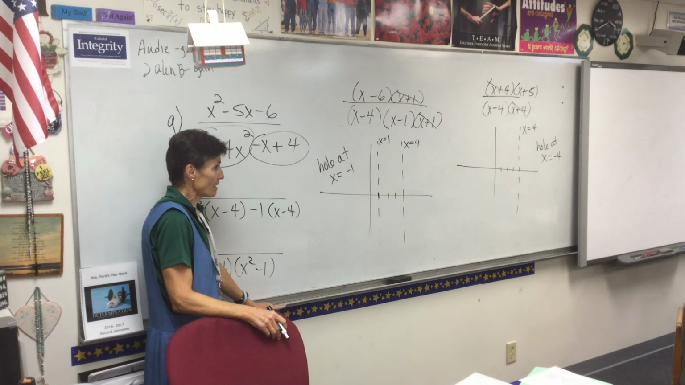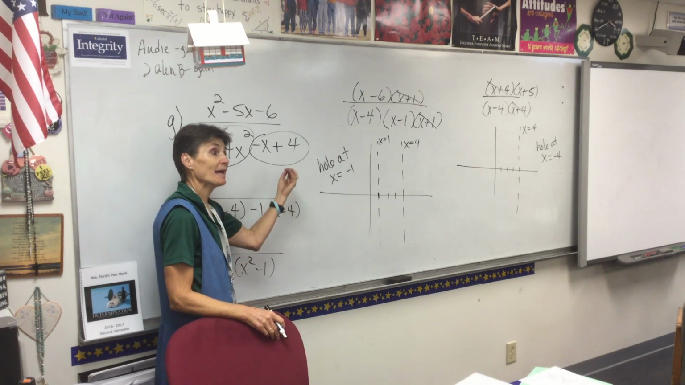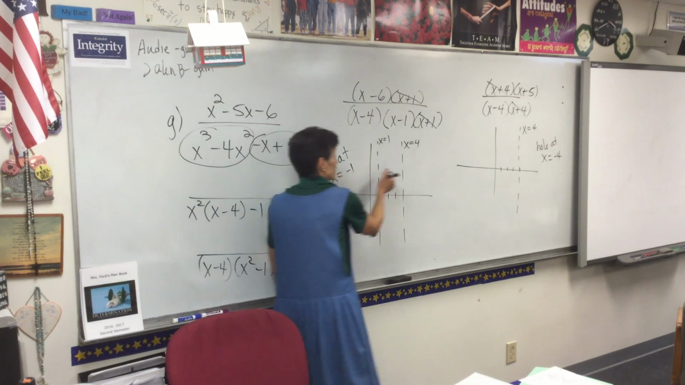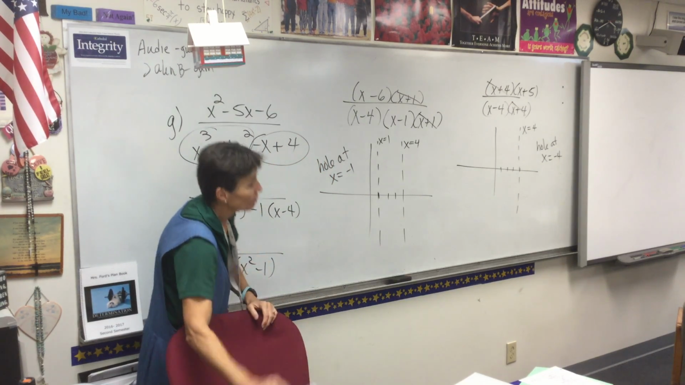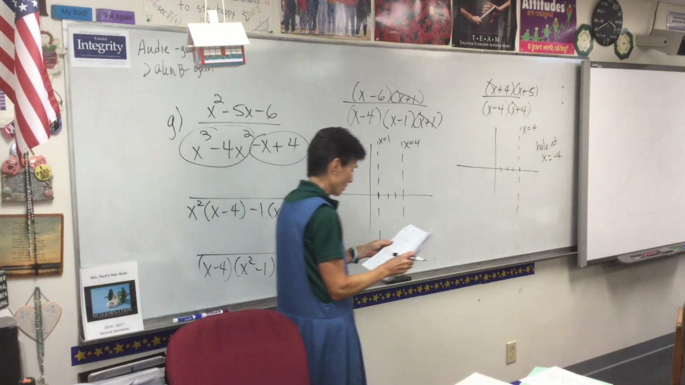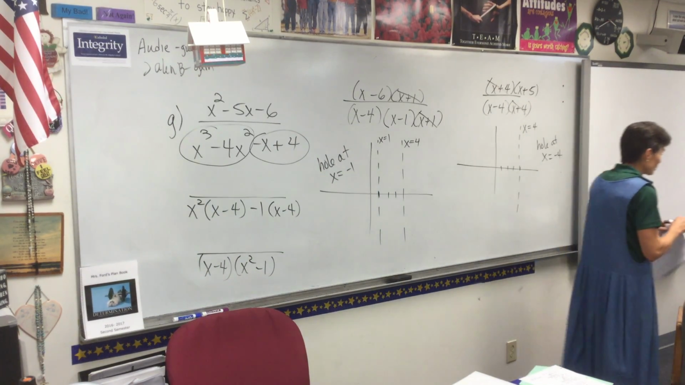Now, next time, we'll do this again, but we'll add in the horizontal asymptotes. Okay? So I have a horizontal asymptote too. But also next time, we're going to take a quiz. So I want to make sure you know what's on the quiz. Okay? So we're going to have a separate sheet of paper.